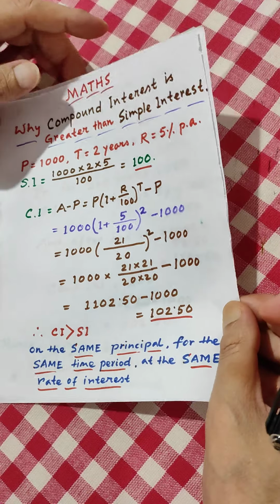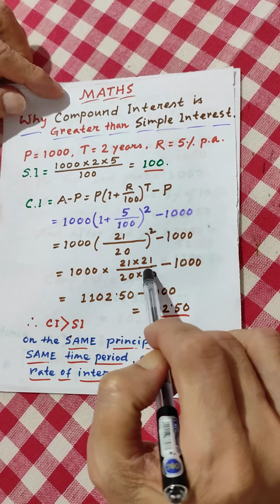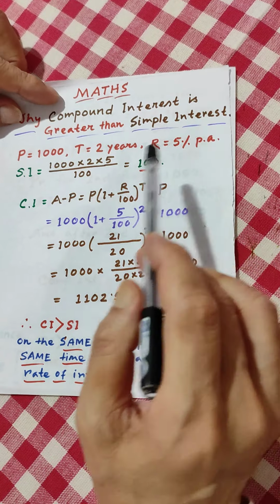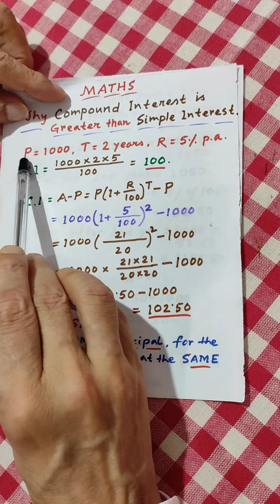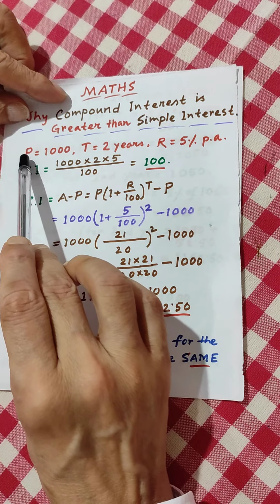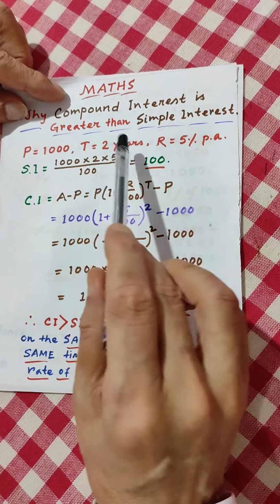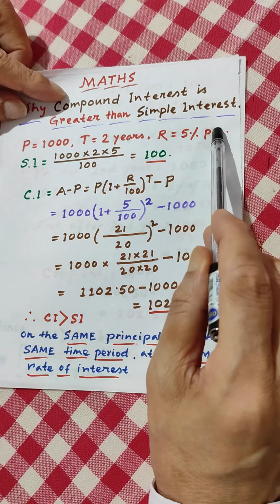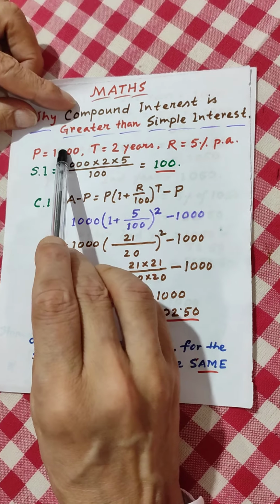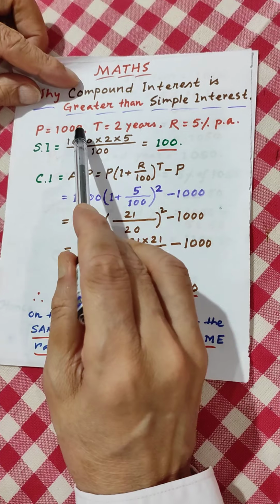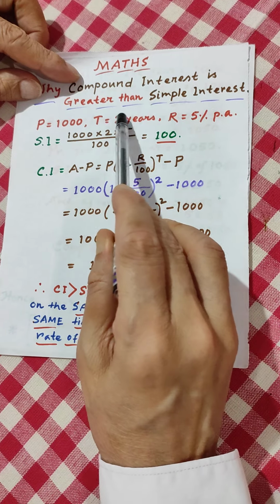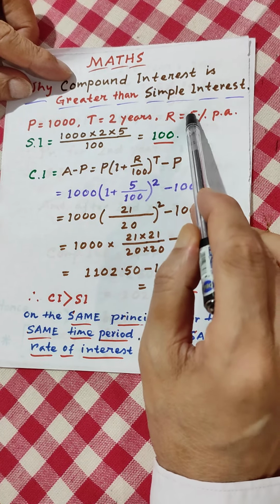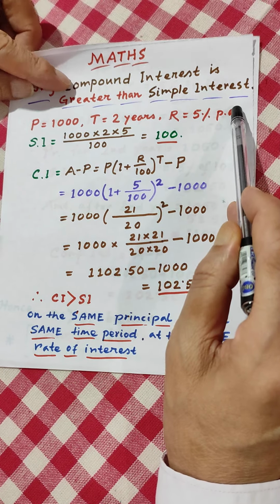Now let me explain it with a concrete example. Why is compound interest always greater than simple interest? Suppose for this example, the principal is rupees 1000, the time period is 2 years and the rate of interest is 5%. So this 1000 rupees is borrowed or invested for 2 years, and the interest is calculated at what rate? 5% per annum, that is annually.